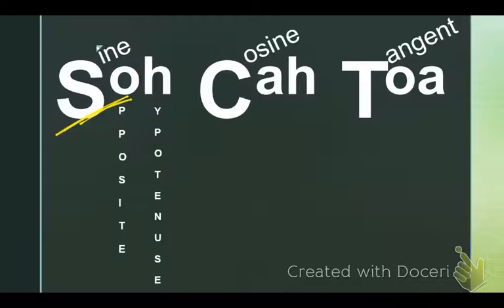So what does A stand for, you think? Adjacent. So you're going to take the adjacent side and you're going to write it over the hypotenuse. So adjacent over hypotenuse.